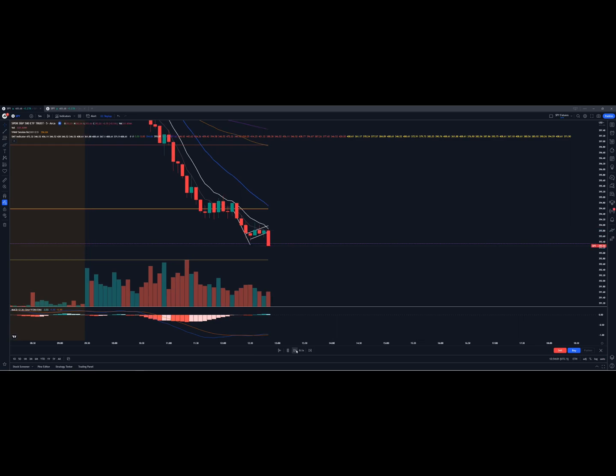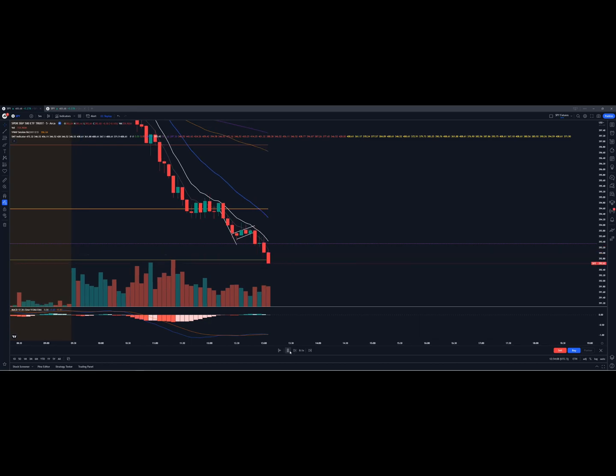Okay, so you enter on that flag. Alright, we run into the 9 EMA, which pushes us down, and we dump to the next support level. And so that's how you can play a bear flag on SPY. And this is the 5-minute chart.